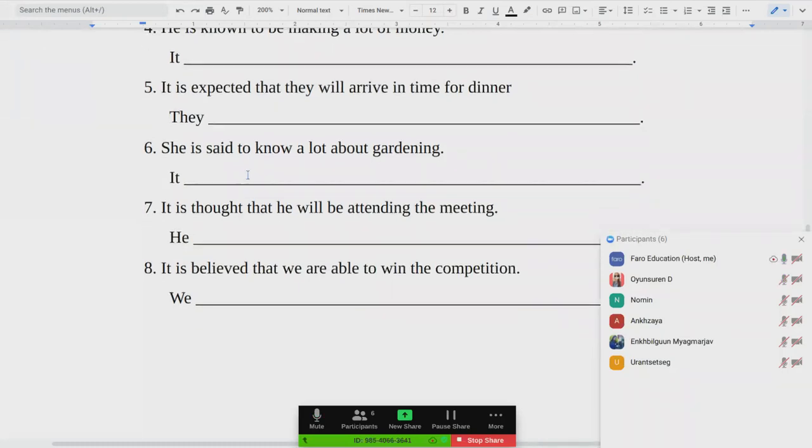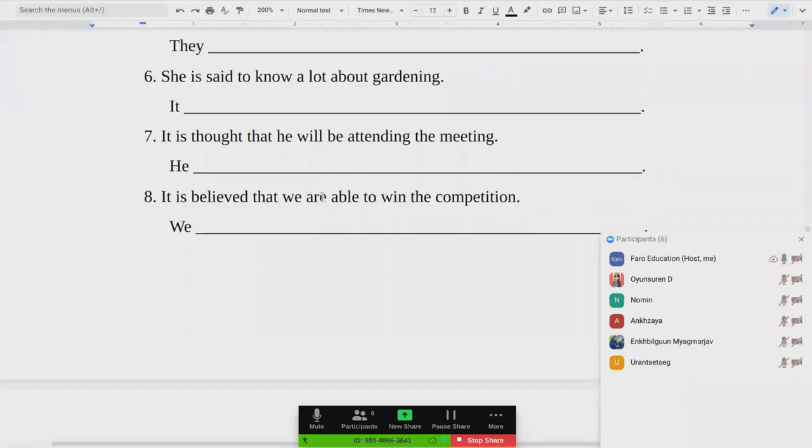Good. Number 6. She is said to know a lot about gardening. It is said that she knows a lot about gardening.